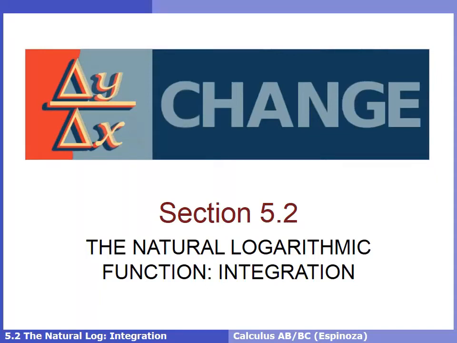In section 5.2, we're going to continue from section 5.1 talking about natural log functions, but in this section we're going to talk about integration rather than differentiation, which we covered in 5.1.